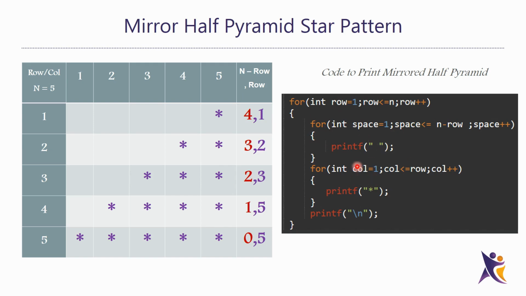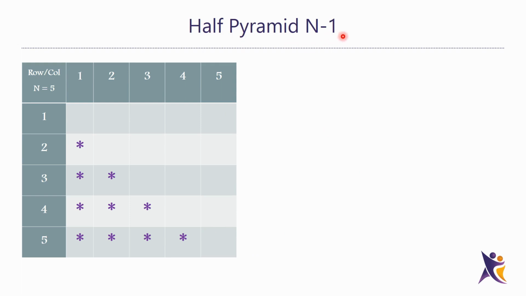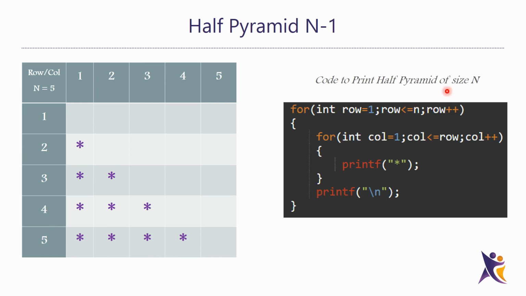But what we need to really understand is the half pyramid of size n minus 1. Let's represent the shape in this table format. If you observe, the first row doesn't have any stars, so stars start from the second row. So 1, then the third row will have 2, the fourth row will have 3, and finally 4. This is the code for a half pyramid of size n. If you use this logic, it will basically print 5 stars at the end. The inner loop is the one which controls how many stars to print in each row.